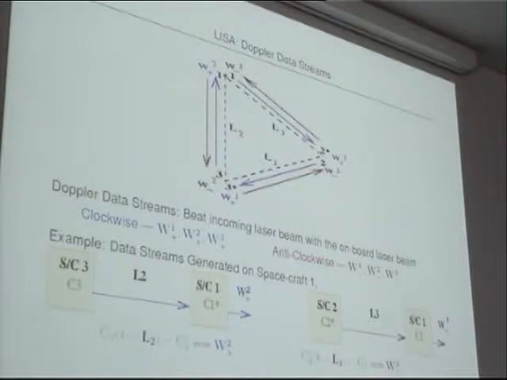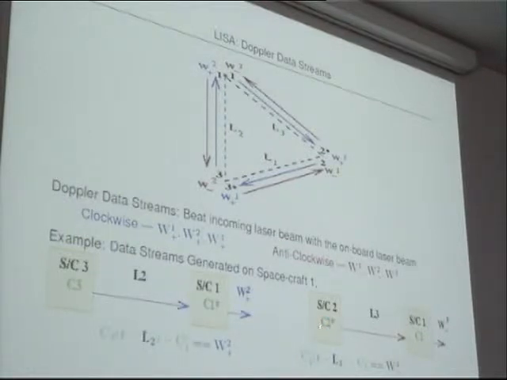Right, so this is a schematic of LISA. It's the LISA triangle, 1, 2, 3. There are spacecraft at the corners, and you send the laser beam along each arm. Let's say we are considering the Doppler data streams at spacecraft 1. This is the laser noise at 3, which is sent to 1, and is beat with the onboard laser, and this is the data stream which comes out.